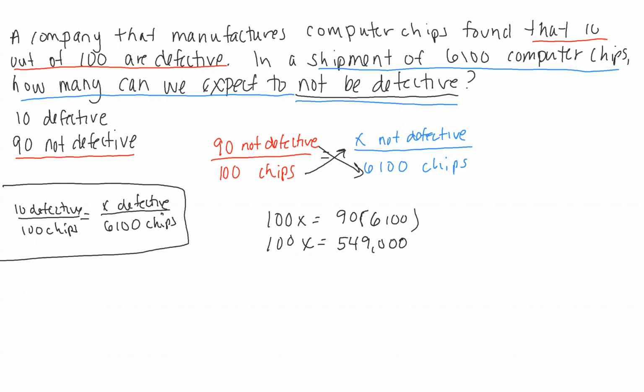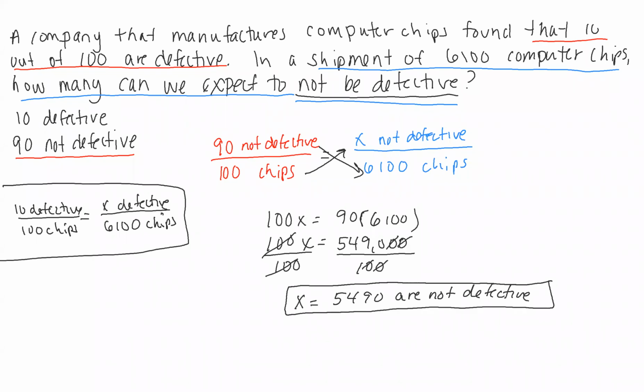I've got my equation. I need to solve for x. I solve for x by undoing the multiplication here. So I divide by the coefficient of x. That's just the number multiplied by x. On the left, the hundreds cancel, leaving me with just an x. And then 549,000 divided by 100 is going to be 5490. A 0 cancels twice, top and bottom. So this tells me that 5,490 are not defective.